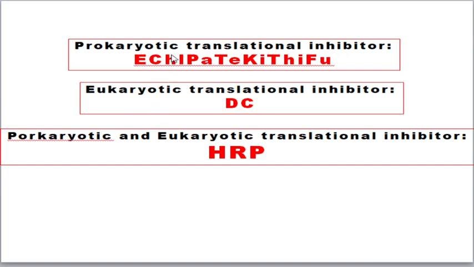So eukaryotic translation inhibitors: DC, diphtheria and cycloheximide, both friends. And the inhibitors of both prokaryotic and eukaryotic translation are HRP. HRP means hygromycin, ricin, and Puromycin.